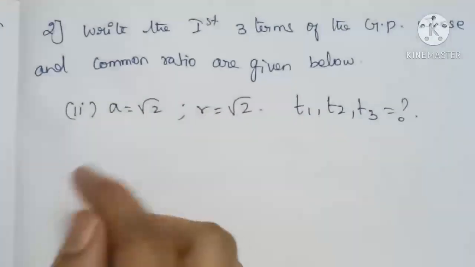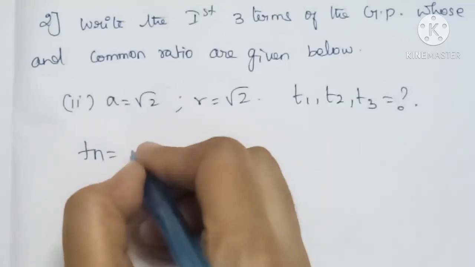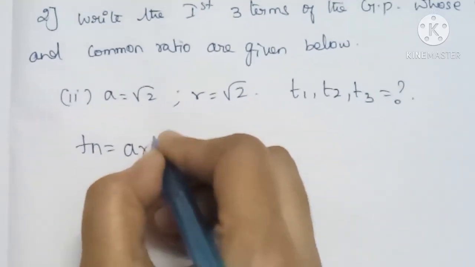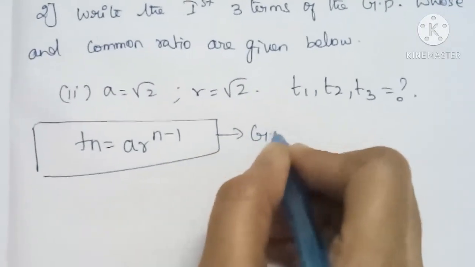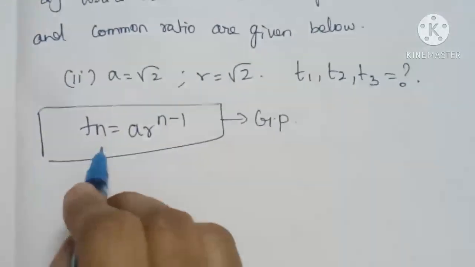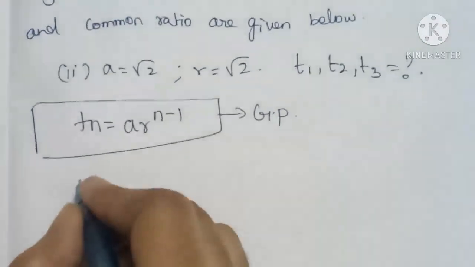Got it? What is our n number of terms formula? Tn is equal to AR power n minus 1. It should be used in our GP format only. Tn is equal to AR power n minus 1.